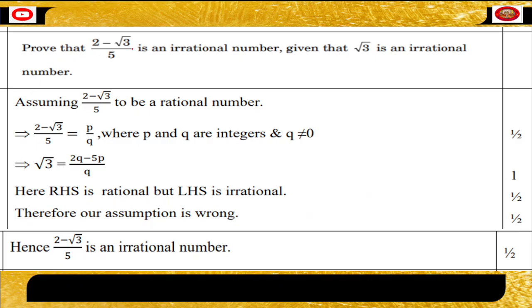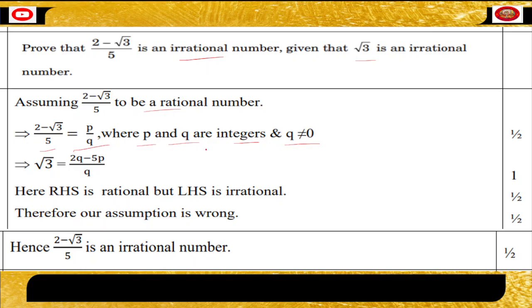Prove that 2 minus root 3 divided by 5 is an irrational number, given that root 3 is an irrational number. Assume 2 minus root 3 divided by 5 to be a rational number. That means 2 minus root 3 divided by 5 is equal to p by q, where p and q are integers, q not equal to 0.